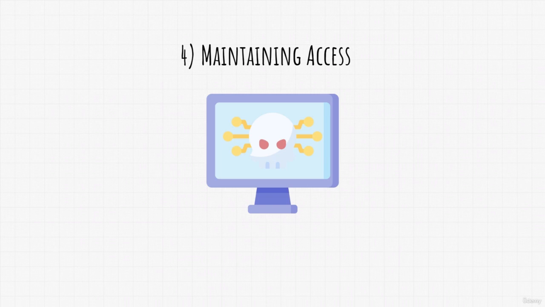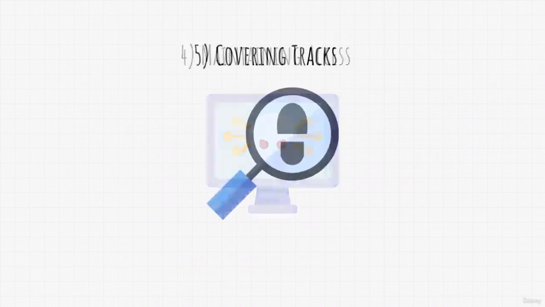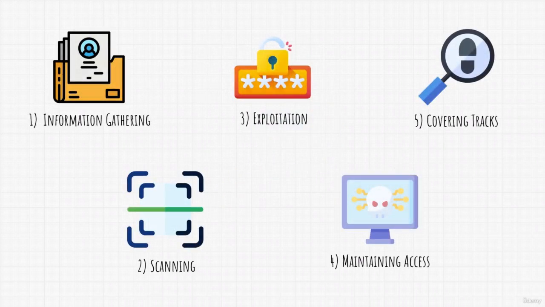The last step of a penetration test is covering tracks. Covering tracks is simply removing all evidence that an attack ever took place. This can involve deleting or hiding files, editing logs, or basically reverting any changes that you did to the system while the attack took place. Okay, so these 5 steps are the entire process of a penetration test, and we're going to cover them in great detail throughout our course.